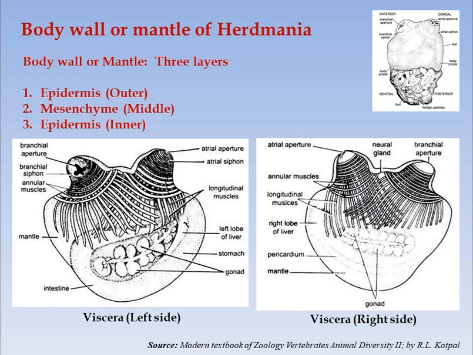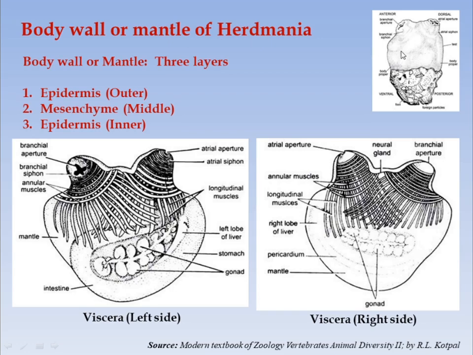Herdmania की body wall को mantle भी कहते हैं, but this mantle is visible only when the test is removed. As we all know, the body of the Herdmania is covered by an outer covering which is called test. This test is secreted by the mantle. The mantle remains suspended inside this test.